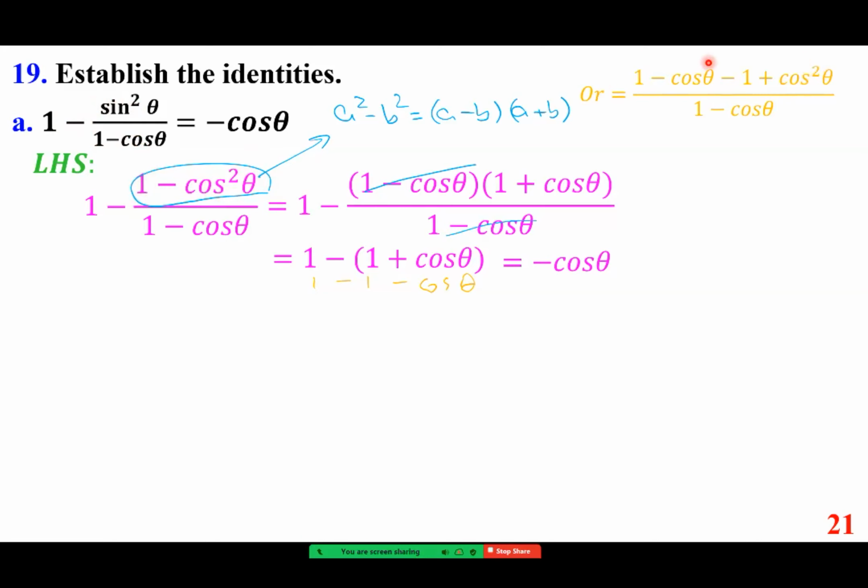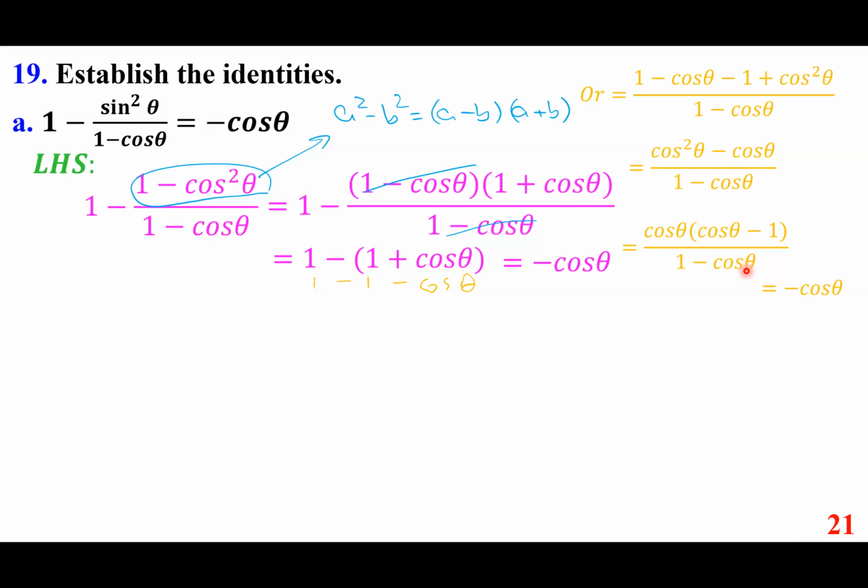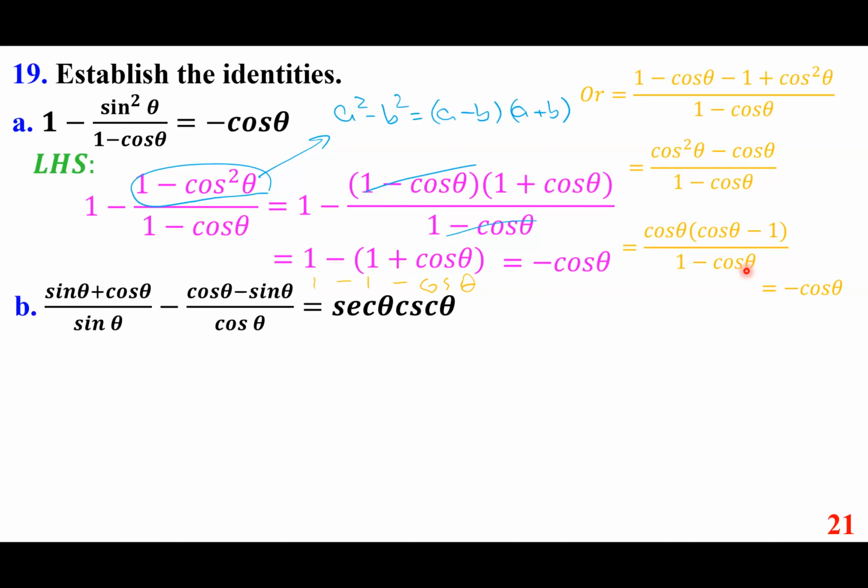You have these 2. In the numerator, you take the cosine theta out. When you do that, these 2 cancel each other and create a negative sign. So you get minus cosine theta. Again, that would be a different approach, class. In many cases of identities, you have various approaches.